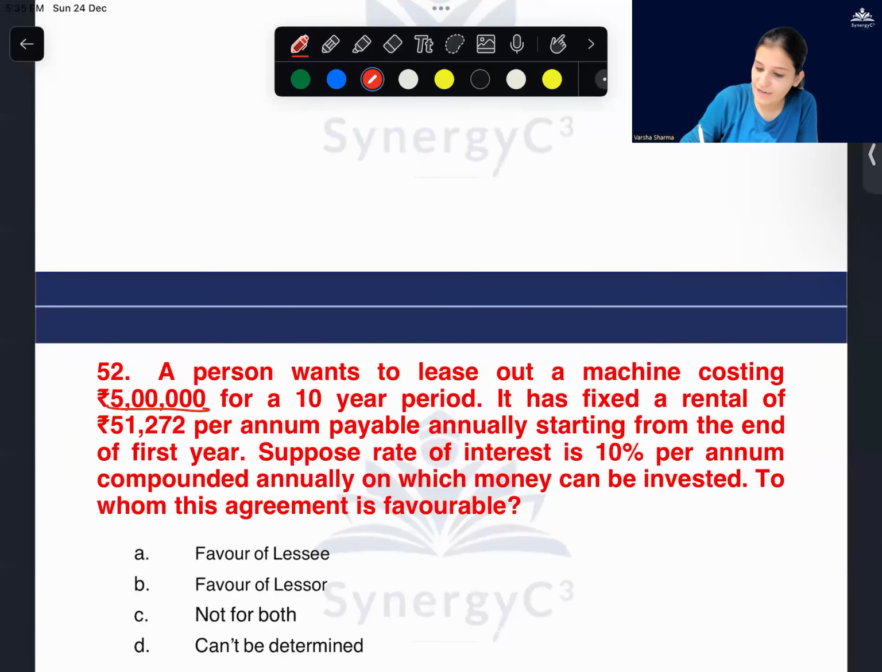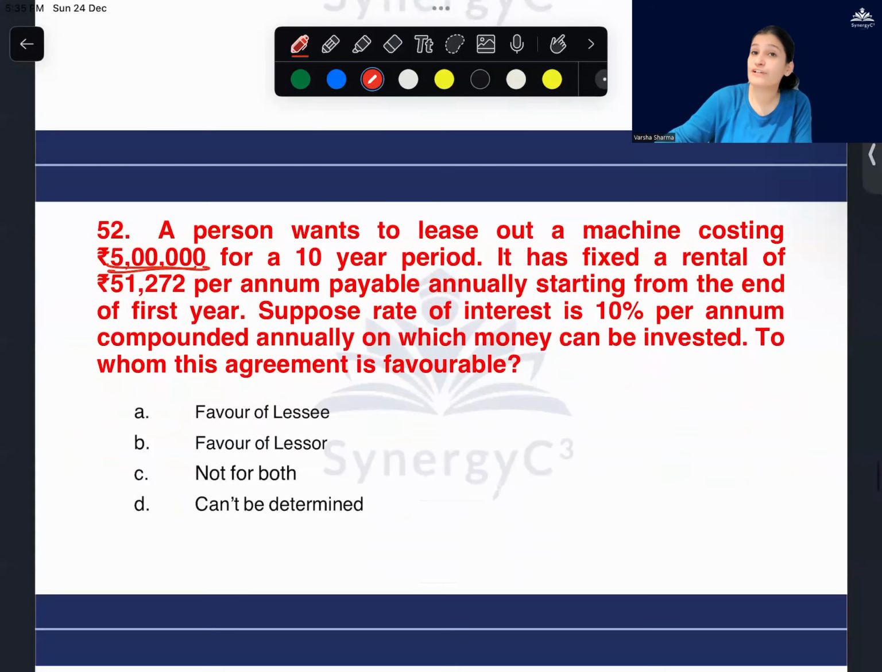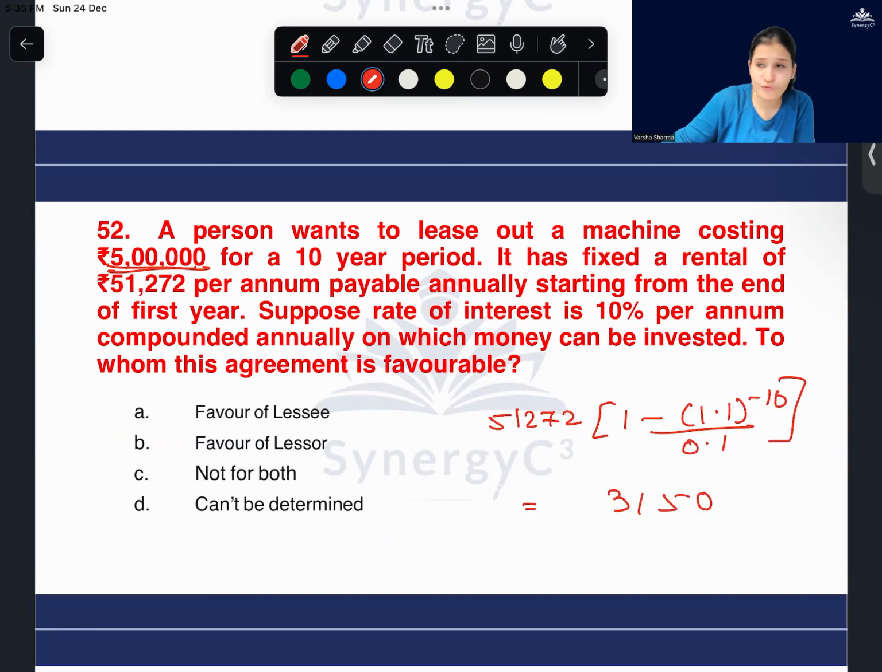The cost of the machine is 5 lakh. Now let us see, if we rent it out, how much does it cost us? So 51272 is the rent amount. 1 minus 1.1 to the power minus 10, upon 0.1. This is 315044.2. This is way less than 5 lakh. So it is easier to go for rent. So it is in favor of the lessee.